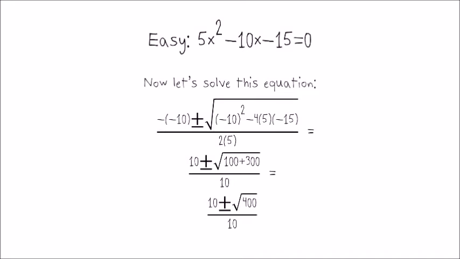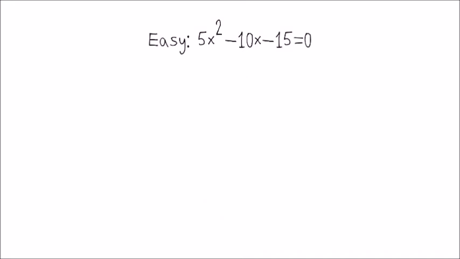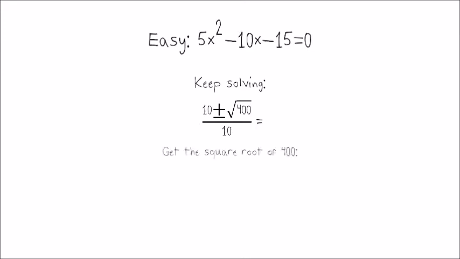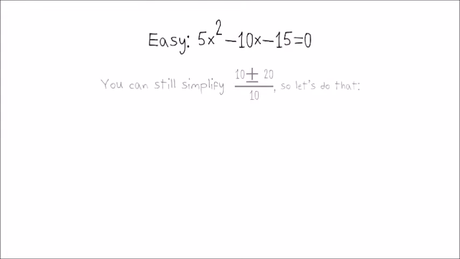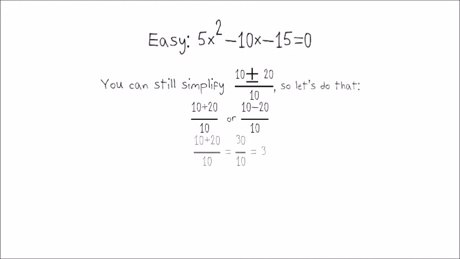Now, let's solve this equation. Basically, keep solving. 10 plus minus square root of 400 all over 10, the square root of 400 will become 10 plus minus 20 all over 10. You can still simplify 10 plus minus 20 all over 10. So let's do that. 10 plus 20 over 10, or 10 minus 20 over 10.